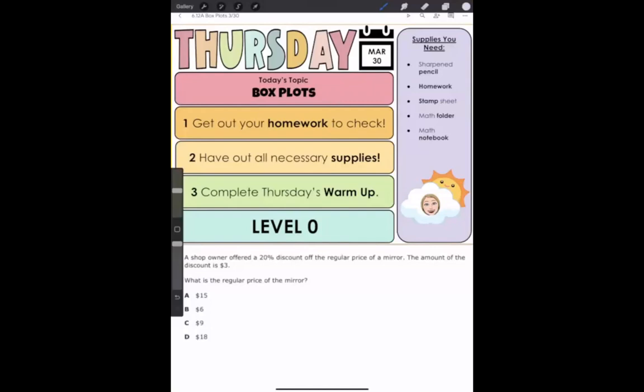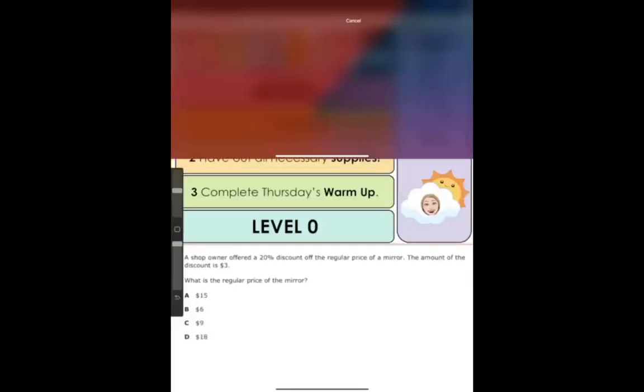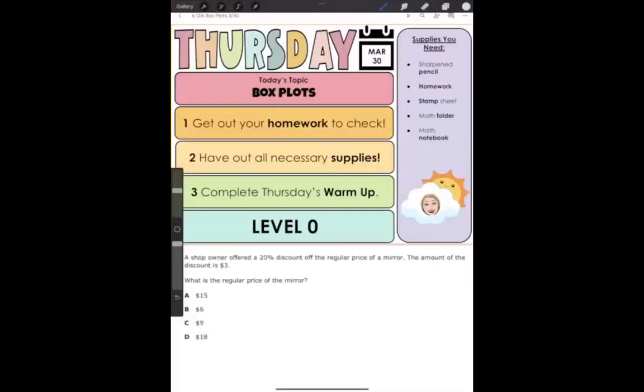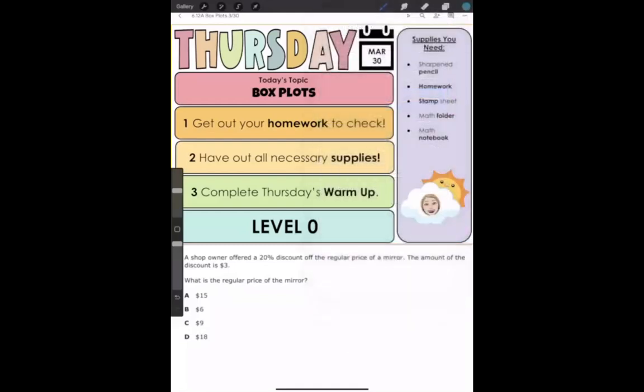I want you to pause the video for a second and restart when you have your warm-up completed. Okay, so you restarted. I'm going to assume that means that you are done with your warm-up. So I'm going to go ahead and start going over how you would do this warm-up.